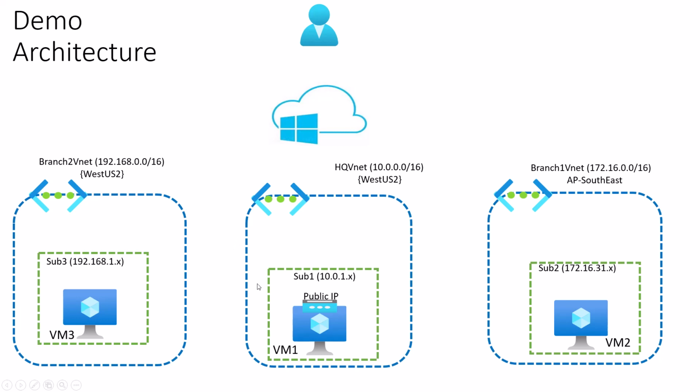Now in the demonstration, I would be creating this branch 2 VNet for you guys. This branch 2 VNet would be in West US 2, and I would be using this IP range.